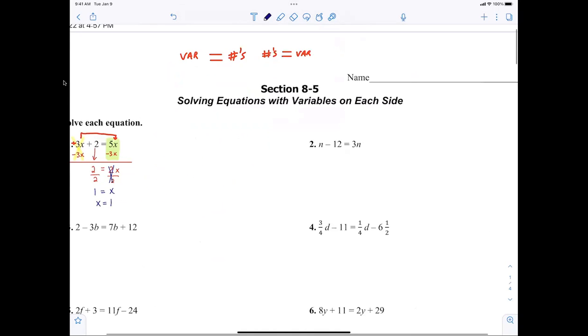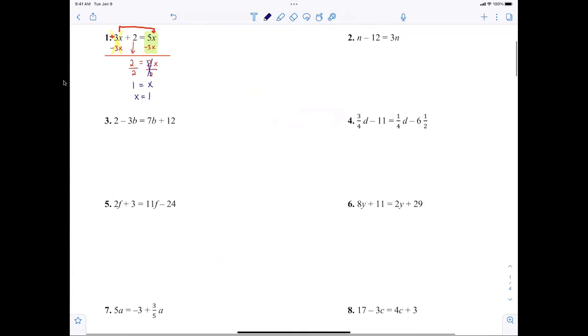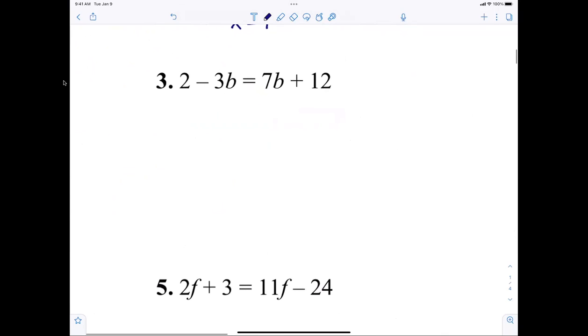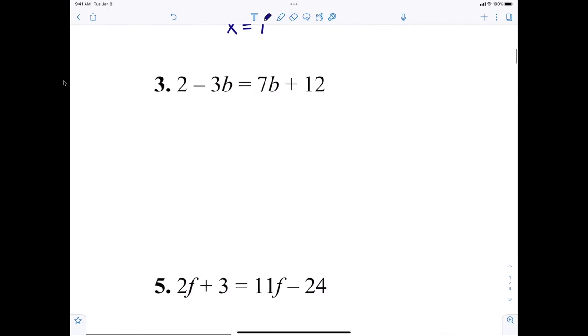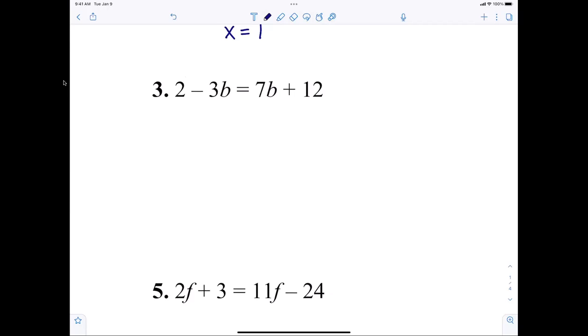All right, so let's skip number 2. Let's do number 3. All right. Now, again. Okay, well, listen, I want to do another quick example.